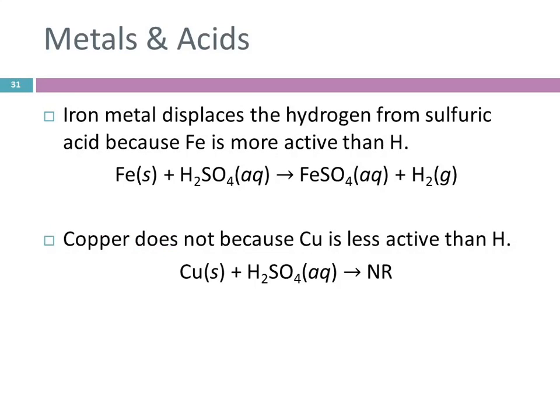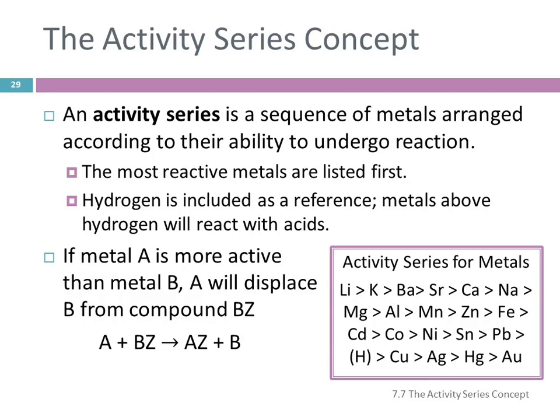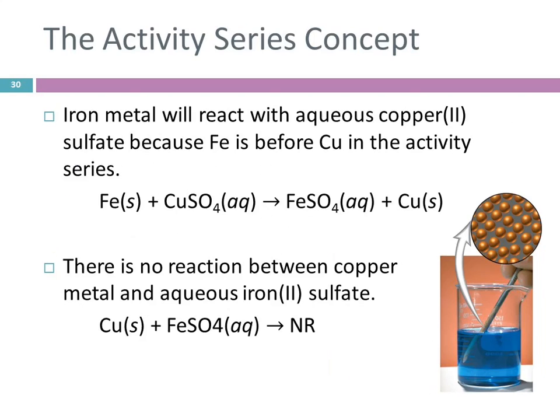So, looking at a reaction with metal and an acid. Iron metal will displace hydrogen from sulfuric acid because iron's more active than hydrogen. Let's go back to that list again. Here's iron, and here's hydrogen. So hydrogen's fairly low on the list. Most of these metals are more active than hydrogen. Now, hydrogen is not a metal, but it can form a +1 ion, and it can take the place of a metal in an ionic compound.